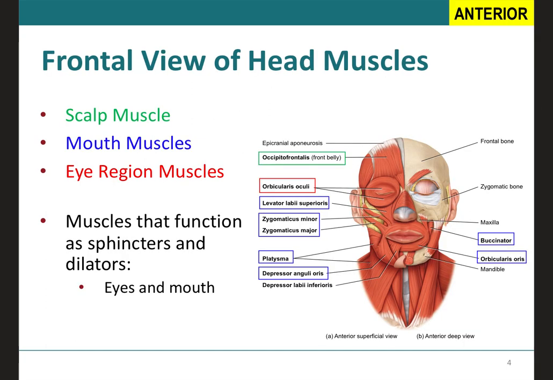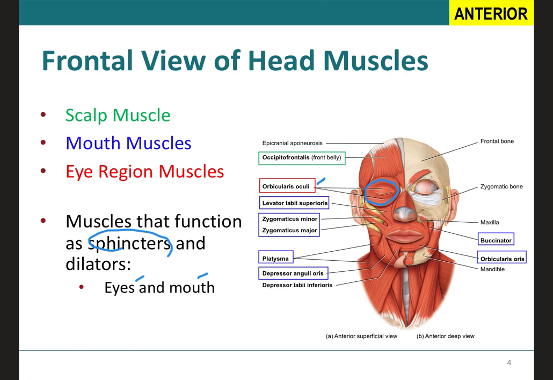Among the muscles in this group are the ones that will be surrounding the openings of the head, such as the eyes and the mouth. These muscles will function as sphincters, which will close the orifices or the openings, and dilators, which will dilate or open the orifices. For example, the orbicularis oculi, which is the muscle that closes the eye. So orbicularis for going around in orbits, and oculi for the eye.